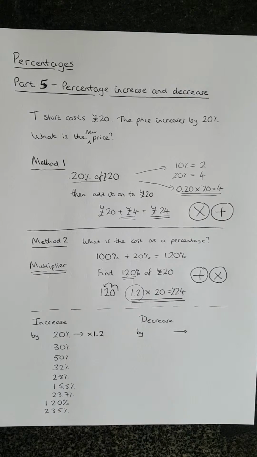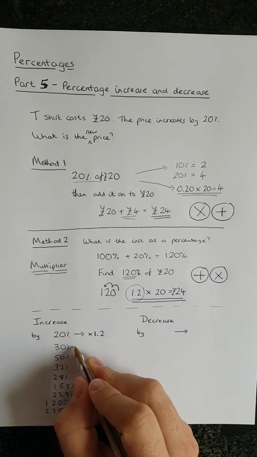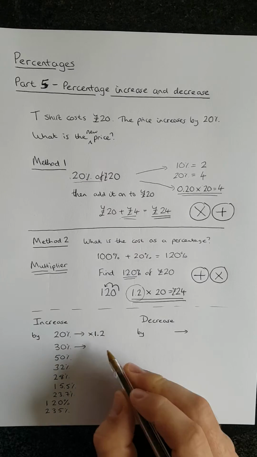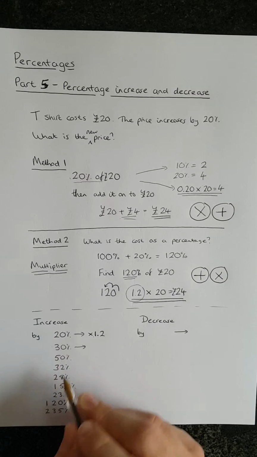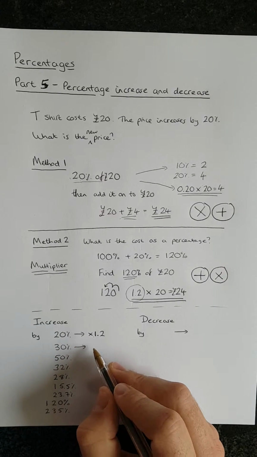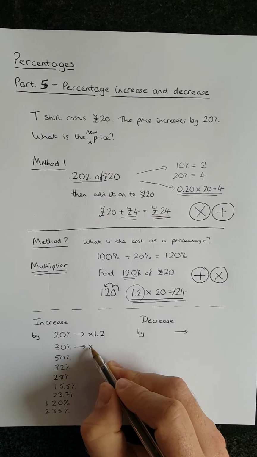Okay, there are a set of sums. If you want to, this is the time to pause the video and have a think. So, here we go. A 30% increase. Well, that's 100% plus 30%, so that's 130. So that's 1.3.